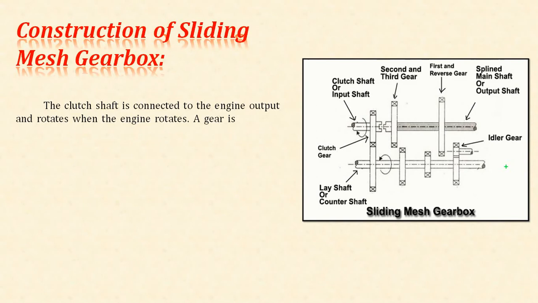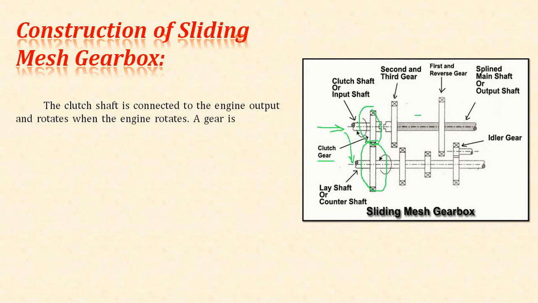The clutch shaft is connected to the engine output and rotates when the engine rotates. Now you can see the figure. In this figure, this is the clutch shaft or clutch gear. It is mounted on the clutch shaft, and this gear is continuously meshing with the lay shaft gear, and the torque coming from the engine is transmitted to the lay shaft.